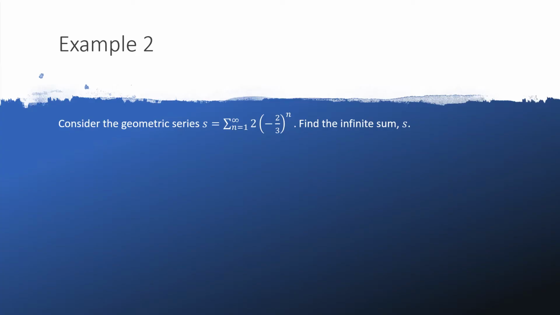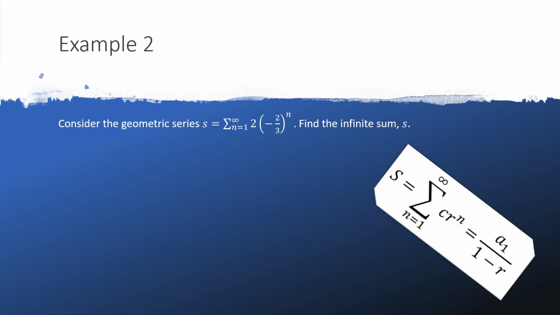This next example asks for us to figure out the infinite sum, so the sum all the way to infinity of the sequence 2 times negative 2/3 to the n. Now again, if we're trying to find an infinite sum, we use the formula a sub 1 over 1 minus r. And we can only use this if the absolute value of r is less than 1.